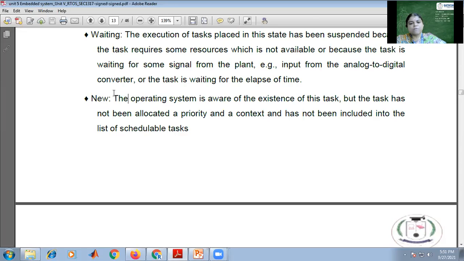From the OS point of view, it means the OS will be aware that there is going to be a task, but the task will not be allocated any priority. Like there is no timetable formed. I don't know where to fix my subject. That is what I can call the priority. So the task will not have any priority, and the content also will not be included. It means I can say that the content, one second.